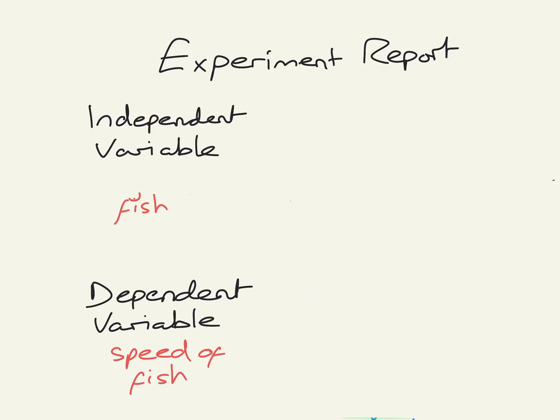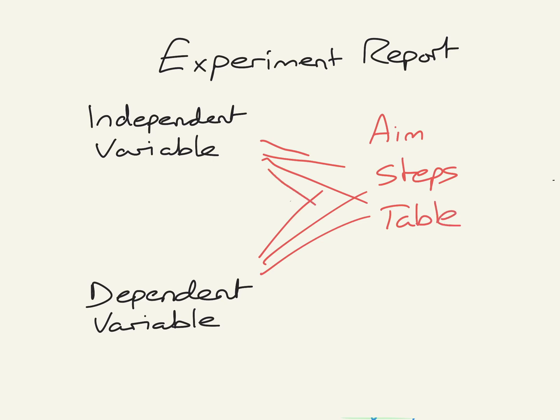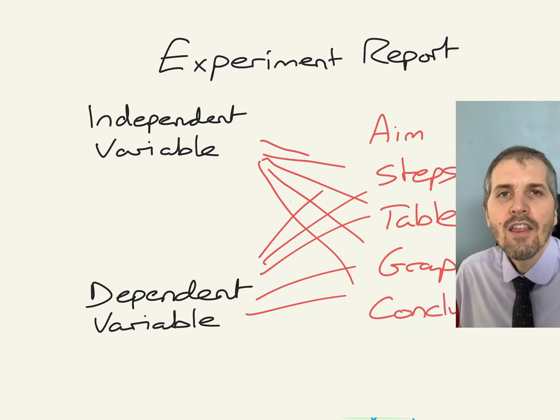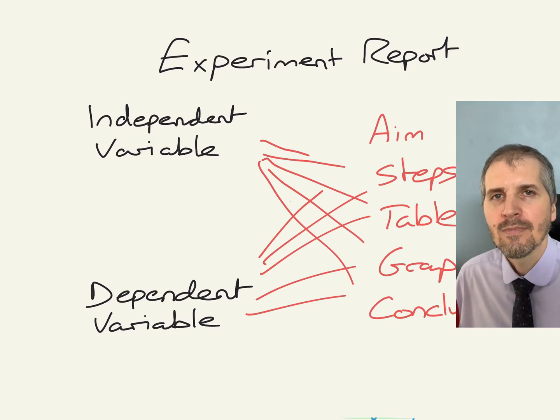So in summary, the aim is about the independent and dependent variables. The steps are about the independent and dependent variables. The table is about the independent and dependent variables. The graph is about the independent and dependent variables, and the conclusion is about the independent and dependent variables. The whole thing is a beautiful story about an independent variable and a dependent variable, but no wizards.